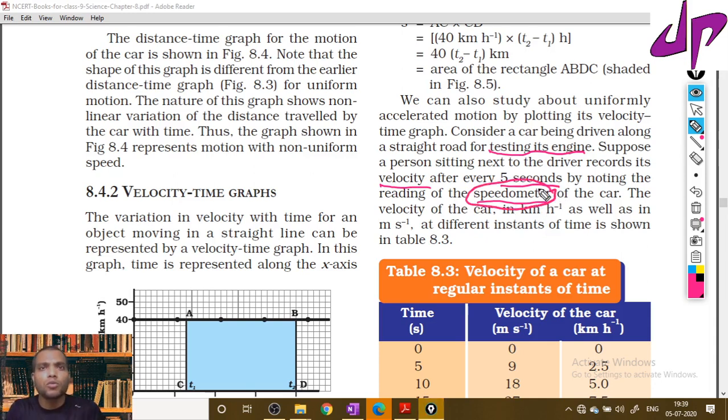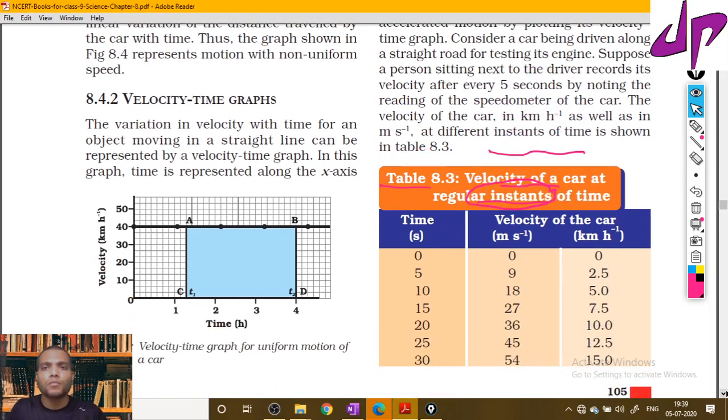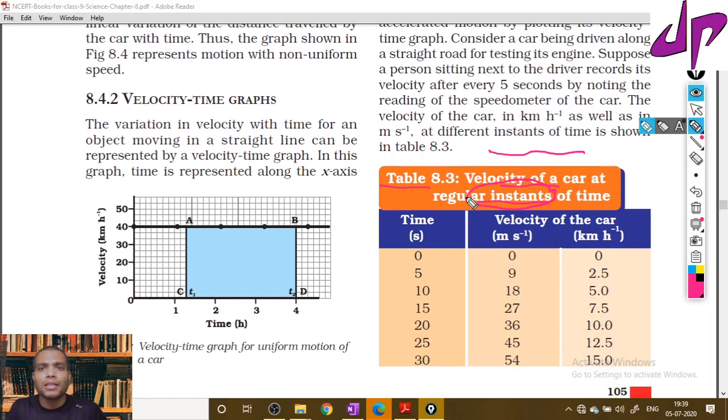So you are next to the driver's seat. Now you are taking notes every 5 seconds of the velocity of the car. The table is given there. If you closely see the table, it gives the velocity of the car at regular intervals: time 0 second, 5 second, 10 second, 15, 20, 25, 30, and this is the velocity of the car in terms of meter per second and in terms of kilometer per hour.